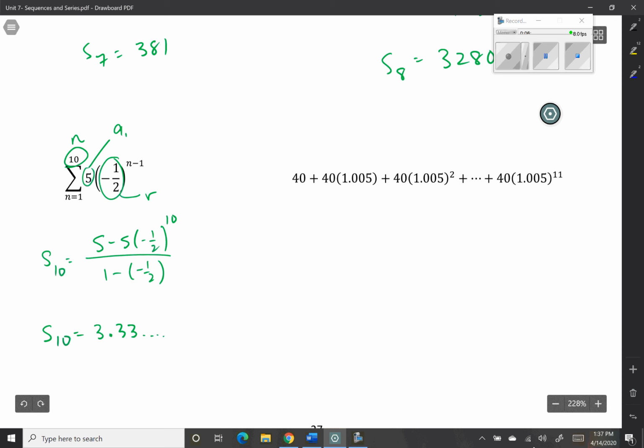3.33... Change it to a fraction. It works. So we could say this is 1705 divided by 512.